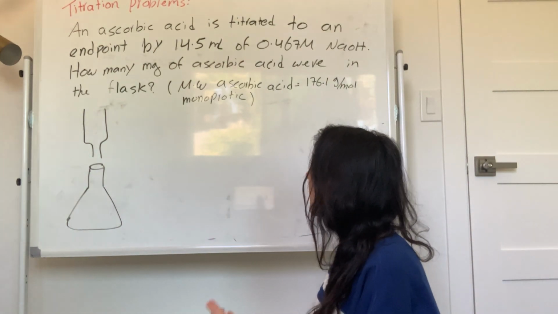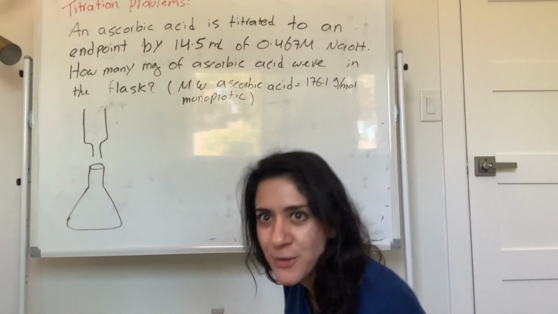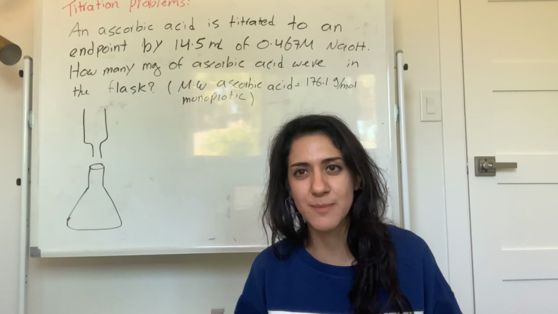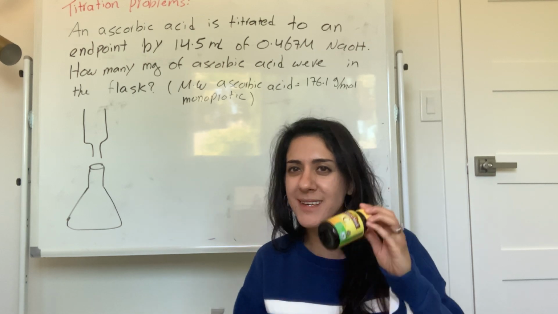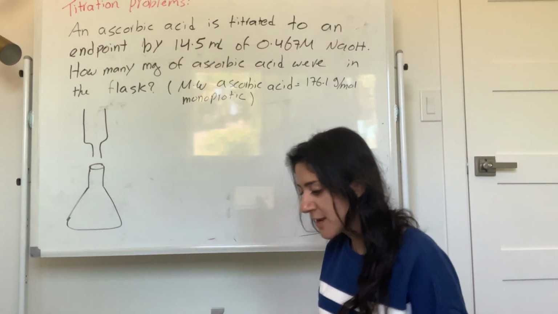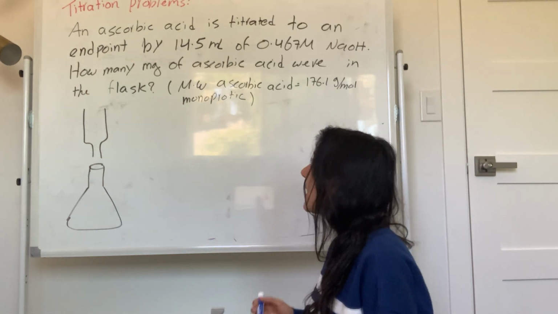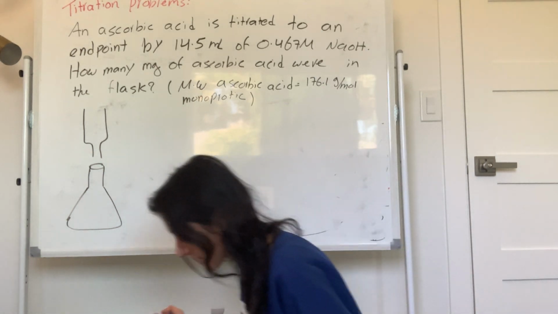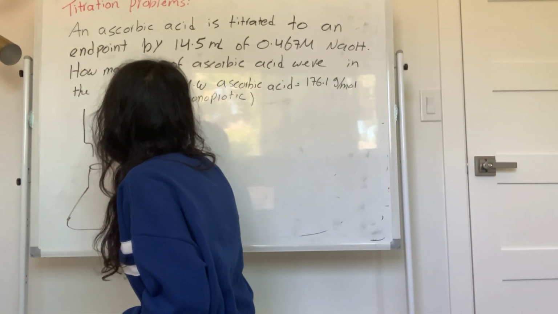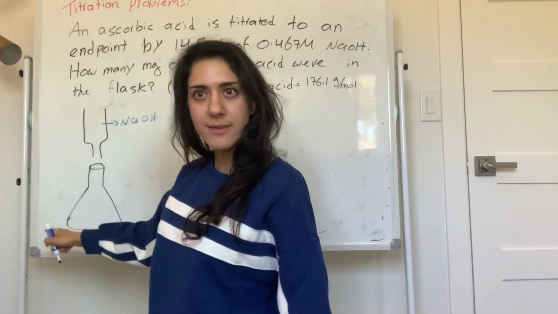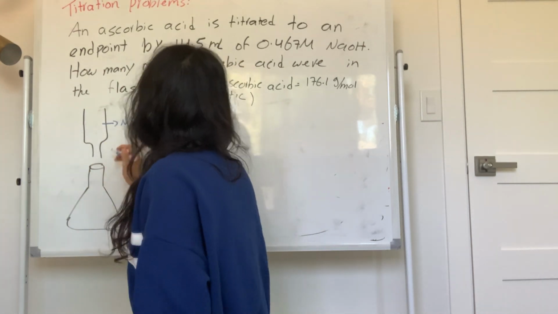So in this problem, you have ascorbic acid. Now what I want you to remember, every time you take a vitamin C pill, is that vitamin C is ascorbic acid. So what we have in this problem is ascorbic acid, and we titrated it with sodium hydroxide. So over here, I have sodium hydroxide. Always draw this down. Have a little scheme of what's going on.